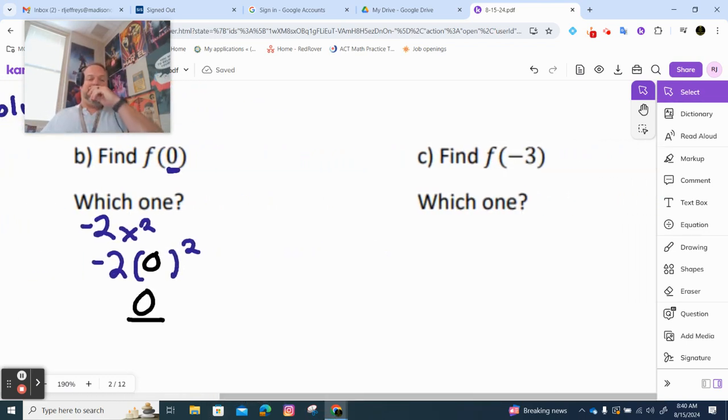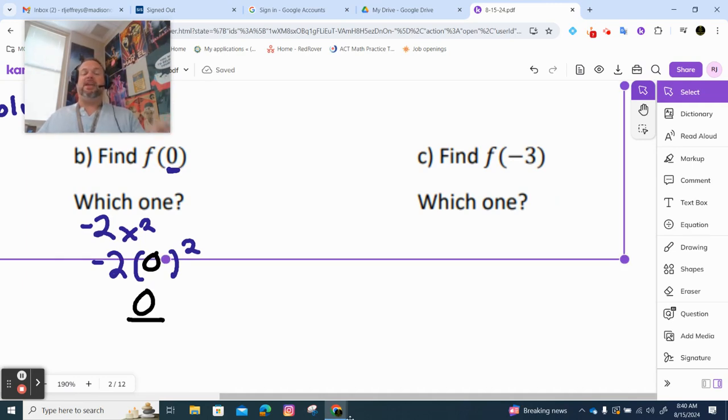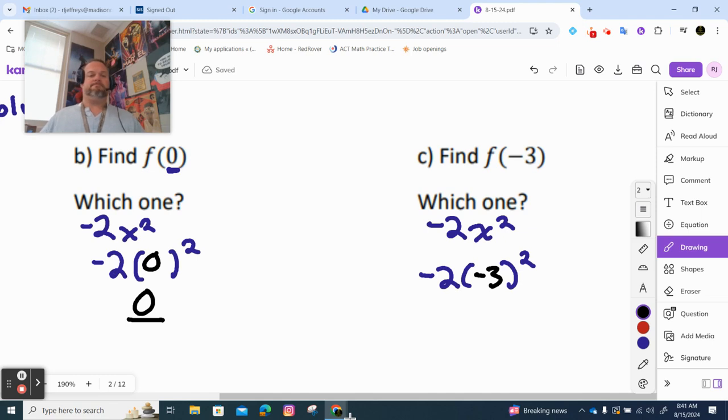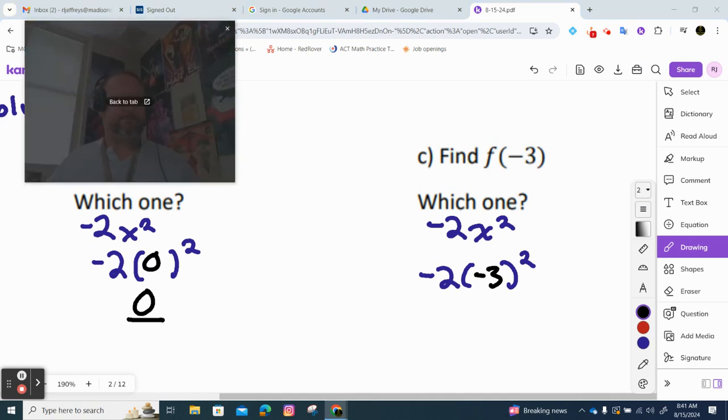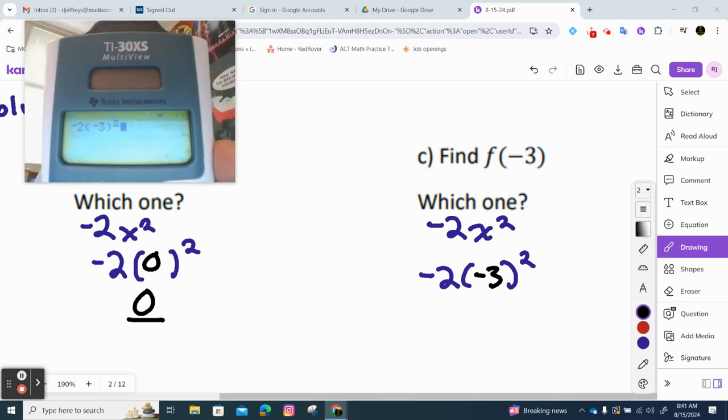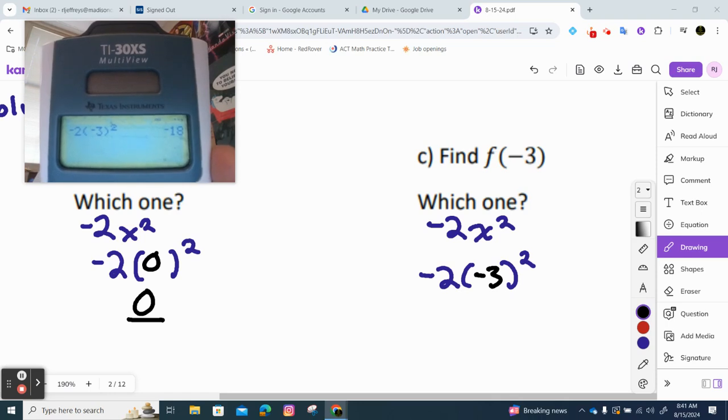All right, -3. Is -3 greater than 0 or less than or equal to 0? Less than. -18.